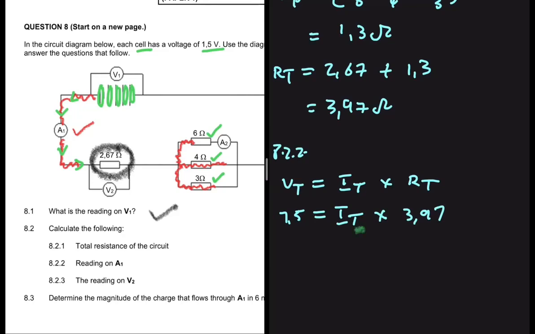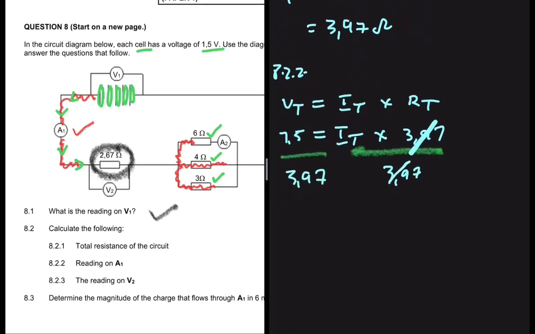3.97. So now what we're going to do, we're going to divide both sides by 3.97 in order to find our I total. If you do that, you're going to get IT, your total current, being equal to 1.88 amps. And that is the answer to 8.2.2.